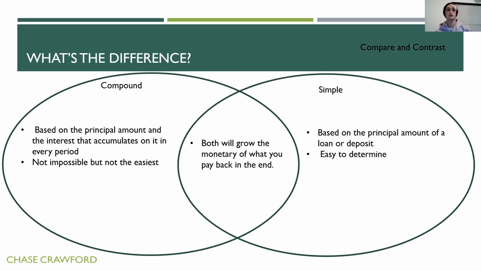Here is a little Venn diagram to show you exactly what the differences are between the two. Compound interest is based on the principal amount plus interest that accumulates on it every period or pay period. It's not impossible to figure out, but it's not the easiest. However, both of them will grow the amount you end up paying back in the end. With simple interest, it's based on the principal amount of a loan or deposit, and it's very easy to determine compared to compound interest.